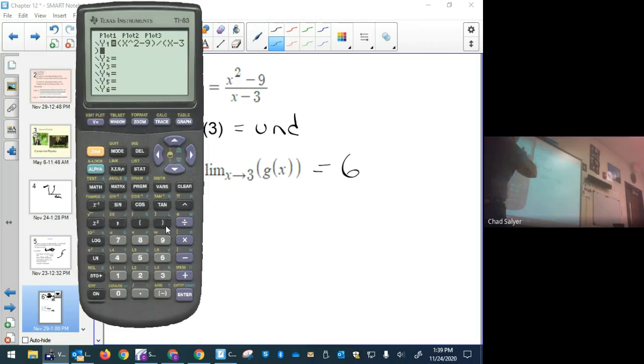Make sure you get your parentheses in there right, or you're going to get a bad graph. And then we're looking at its value very, very close to 3, both from the right and the left. See, we're really close to 6 here. If we go on the other side of it, really close to 6. So it's clearly approaching 6.